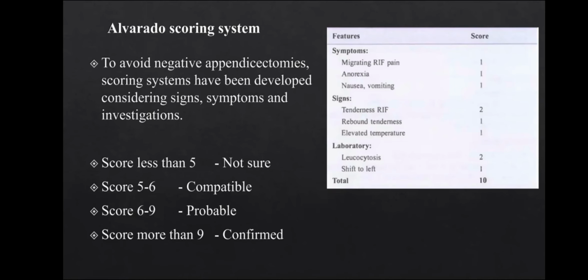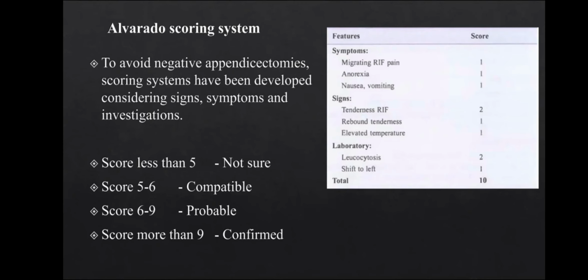The features are: migrating pain, anorexia, nausea, tenderness, rebound tenderness, elevated temperature, leukocytosis, shift to left. Based on all these features, we can confirm the diagnosis, or decide whether there is a need for appendicectomy or it can be managed by conservative treatment. So the first thing is the migrating right iliac fossa pain.